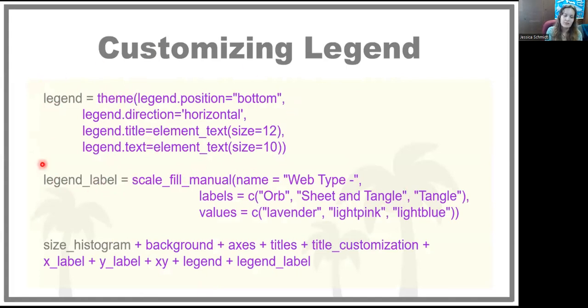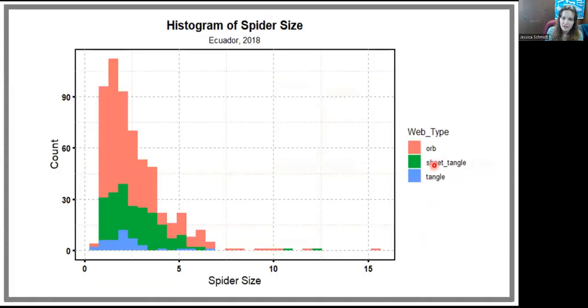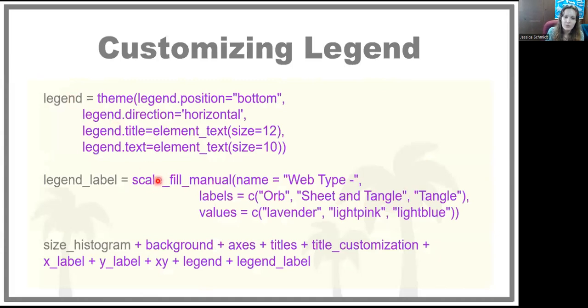And then here we have our legend labels. So I don't want any of these underscores and I want things to be nice and capitalized and clear. So we're going to do that within scale, fill, manual, a different function than theme. So it has to be a different label here. So I'm making the name equal to web type, labels, orb, sheet and tangle. And then I'm actually going to set the colors in here too, since I'm already working on the legend. And I'm going to set those equal to lavender. So orb should be lavender, sheet and tangle should be light pink, and tangle should be light blue. So they just directly map there, and you can define it all right in this one code.